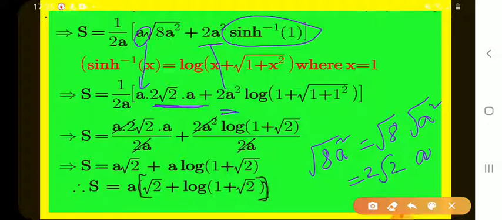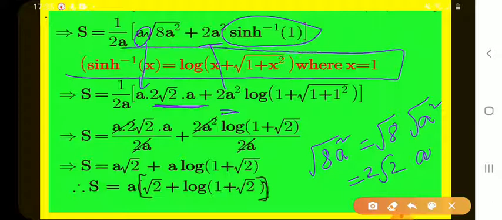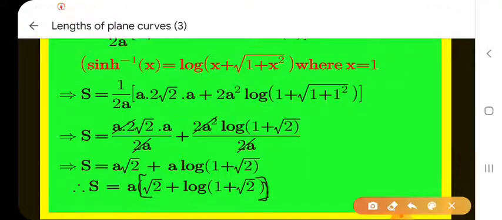What do we have here? Sinh inverse 1. But we know the formula of sinh inverse x. What is the formula of sinh inverse x? Log of x plus root of 1 plus x square. This is the formula of sinh inverse x. But here we have sinh inverse 1. So that means we put x equals 1 in this formula. Put x equals 1: log of 1 plus root of 1 plus 1 square. This is the formula for sinh inverse 1.